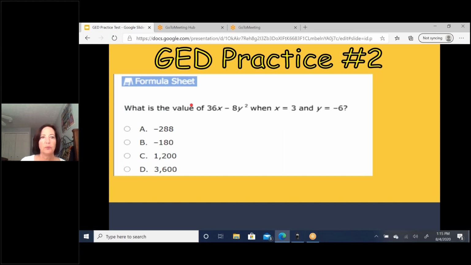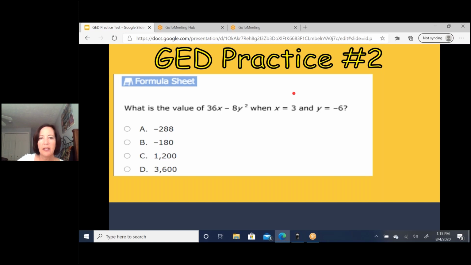Practice number 2. What is the value of 36x minus 8y squared when x equals 3 and y equals negative 6. Go ahead and pause the video and solve this problem.